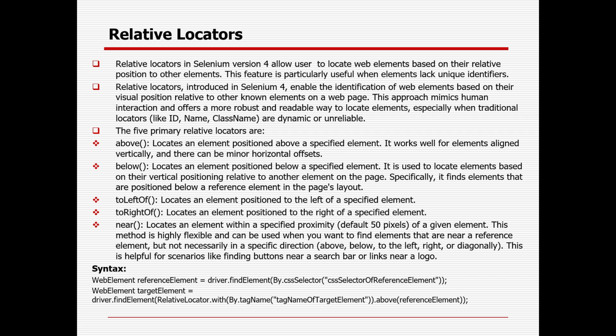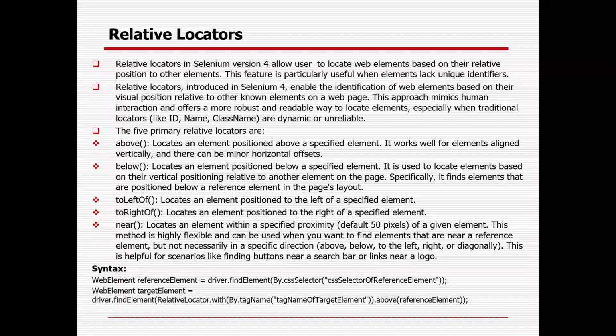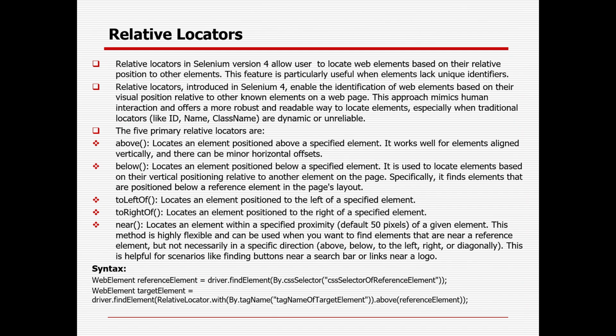There are five primary relative locators available in Selenium WebDriver version 4: above, below, to left of, to right of, and near. Above locates an element positioned above a specified element. Suppose you have already identified an element, and from that you can go above and identify the element with a similar kind of tag name. So it works well for elements aligned vertically, and there can be a minor horizontal offset as well.